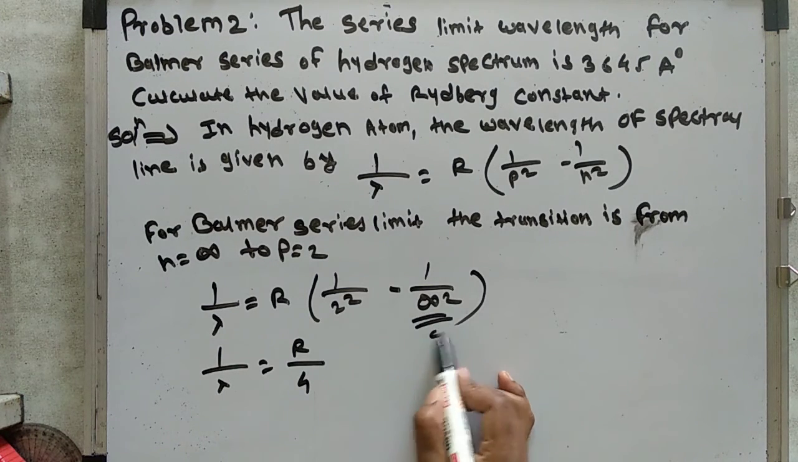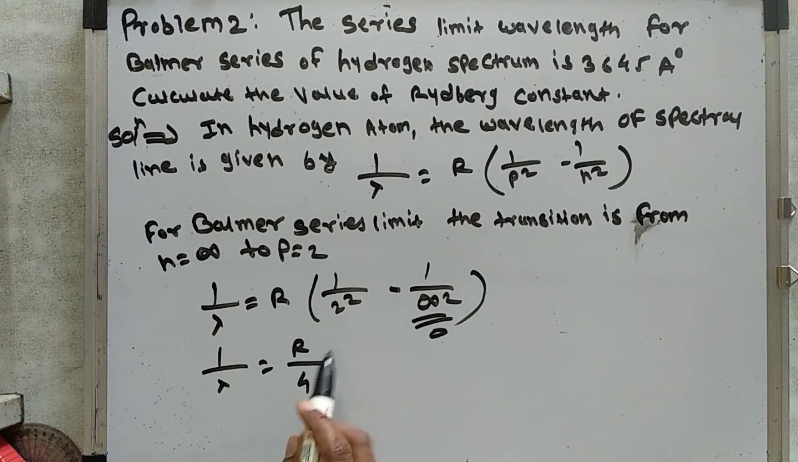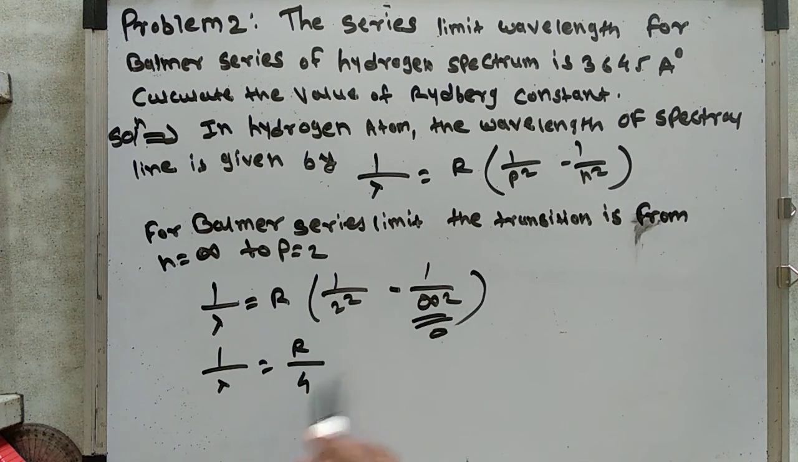This term will be 0. So 2 square is 4. So R into 1 upon 4, so 1 upon lambda is equals to R upon 4. Therefore R is equals to 4 upon lambda.